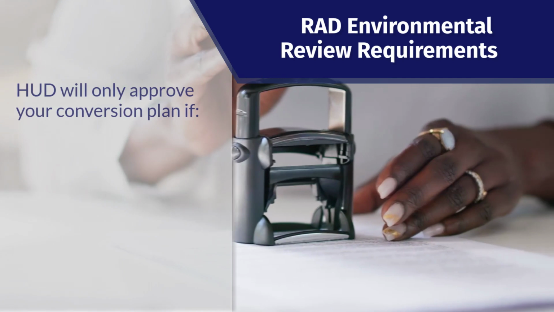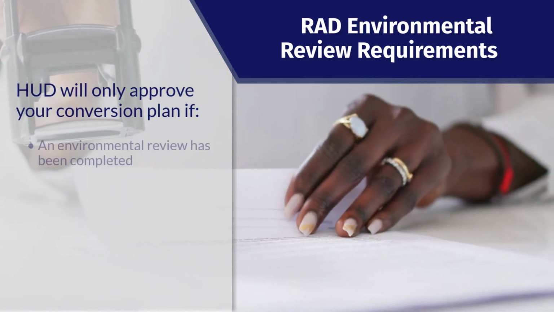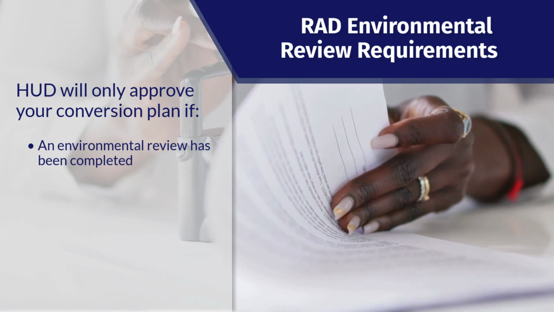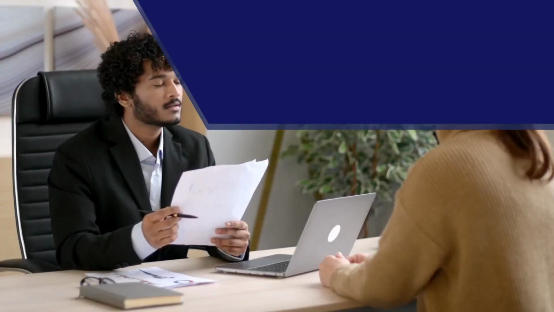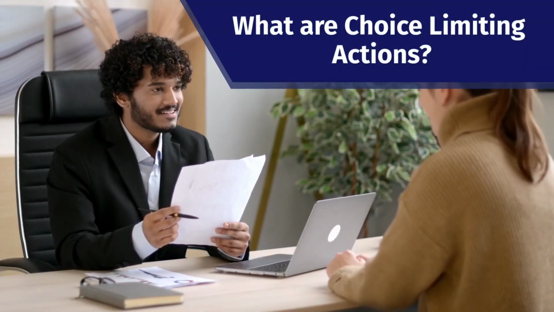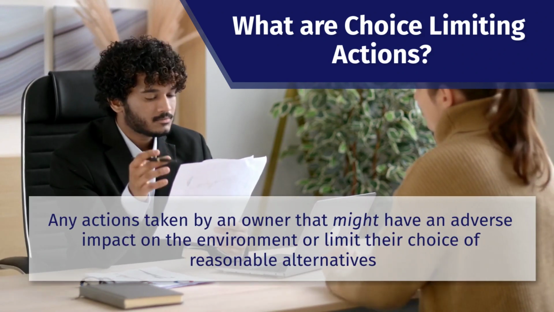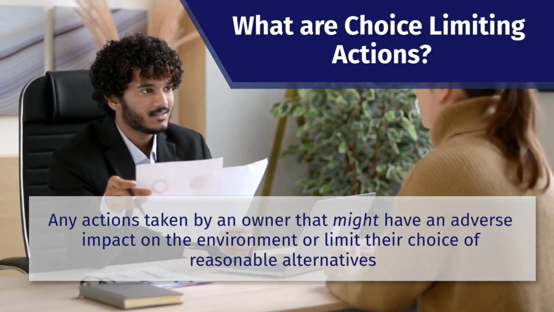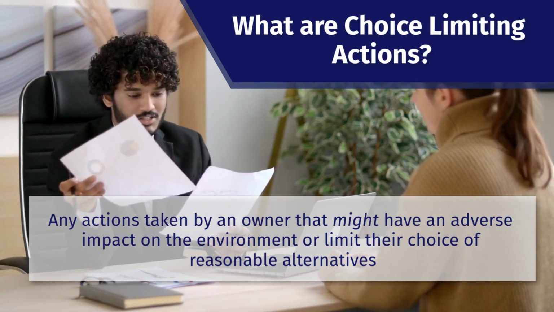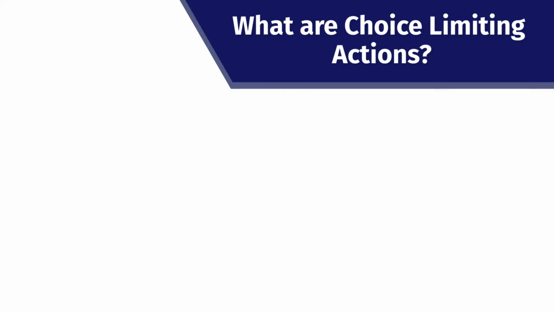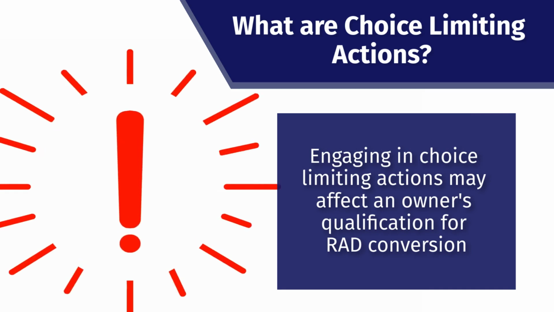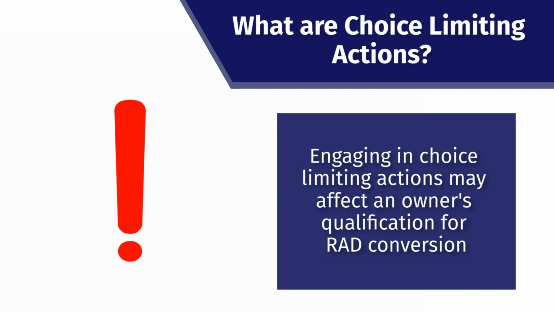HUD cannot approve an applicant's RAD conversion plan unless the required environmental review has been completed and the property has been determined to be environmentally acceptable. Once an owner has submitted a RAD application, they must be careful not to take any action that might have an adverse impact on the environment or limit their choice of reasonable alternatives. Such actions are known as choice-limiting actions. Taking a choice-limiting action can impact an owner's eligibility to complete a RAD conversion. Choice-limiting actions are discussed in greater detail later on in this video.